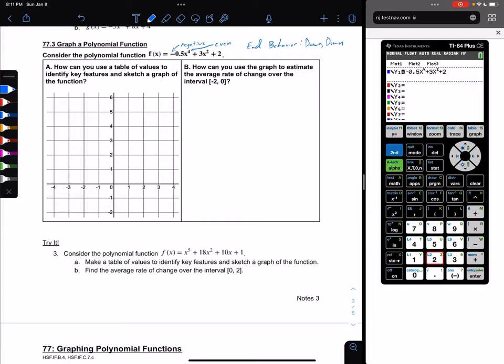Okay, so we're going to cheat a little bit here, and we're going to click the graph button, and we're going to see what this graph looks like. So that's the graph that we're trying to sketch. We're going to pretend that we don't have that, and we're going to look at some key features and talk about, again, the end behavior here. So if I wanted to come up with a table, I would hit second on the calculator and then go to table, and I have a bunch of numbers I can work with.